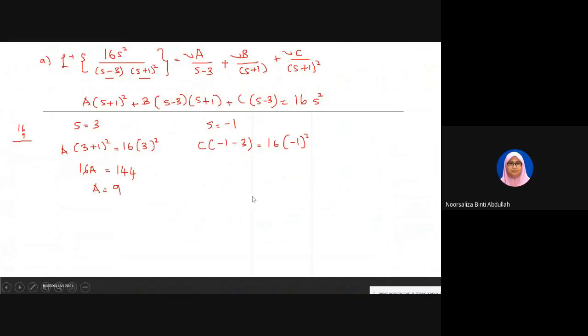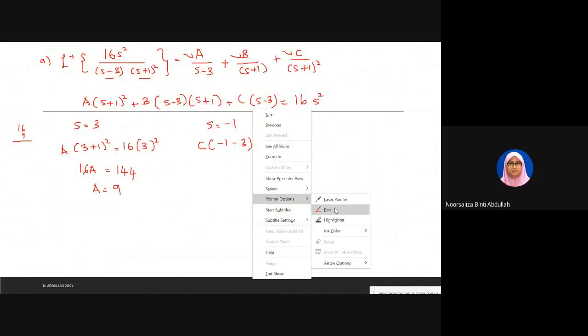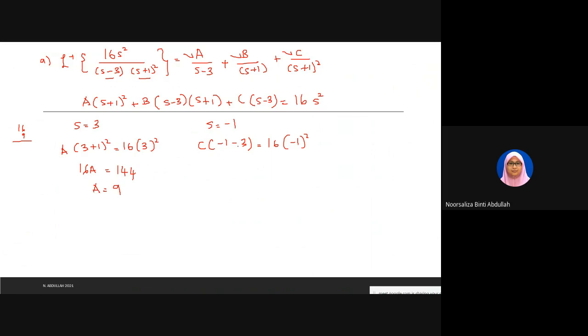Okay. So, minus 3, minus 1, minus 3, so minus 4. C equals minus 1 squared jadi 1, so 16. Then C equals minus 4. Betul? Okay. C equals minus 4.